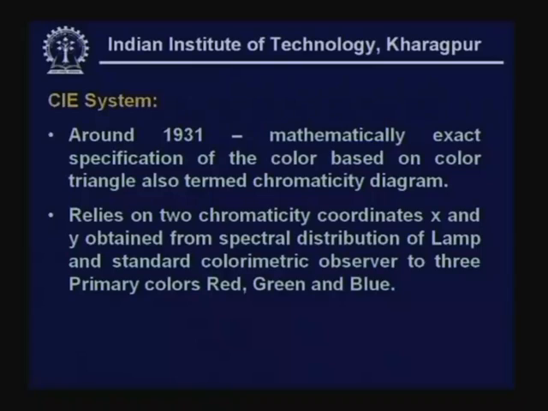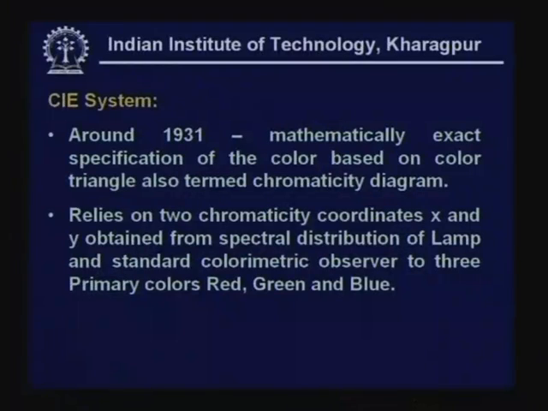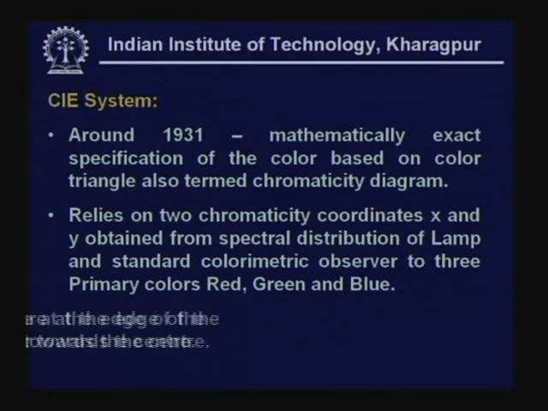This used what are called two chromaticity coordinates x and y, and these coordinates were obtained from the spectral distribution of the lamp. Then based on standard colorimetric observations to three primary colors, the primary colors spanning over the entire visible spectrum are red, green and blue. In fact, we know that most color monitors do use this kind of a combination to arrive at the colors that are required.